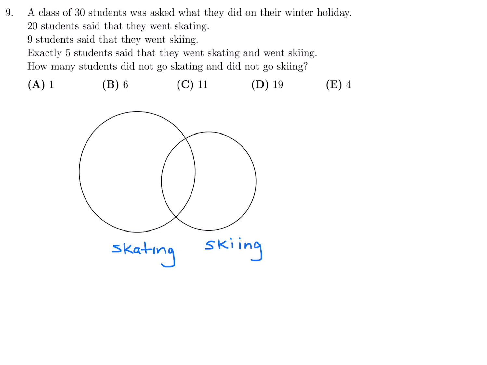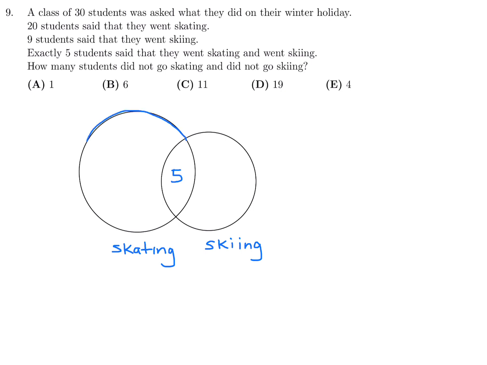They tell me that 20 students went skating. So this whole circle, the big one, is 20, and this smaller circle is 9. But 5 students went both skating and skiing. So that 5 goes right here, this common region. That is the region that represents students that went both skating and skiing.